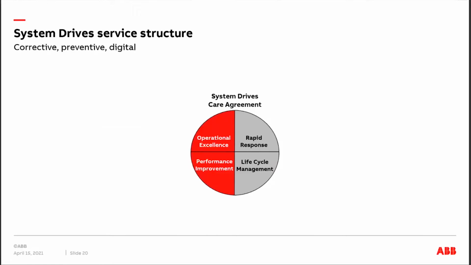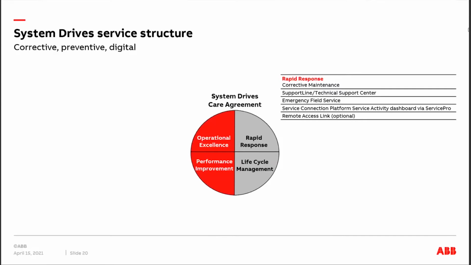So here I just have the 4 areas represented in quadrants. And so rapid response, corrective maintenance, again, this is what a lot of our customers refer to as emergency field service. They have a problem, they call our support line, they open up a case with the technical support center, they do some troubleshooting. If they're not able to resolve it, then they will dispatch a field service engineer to the site and do a break fix call.